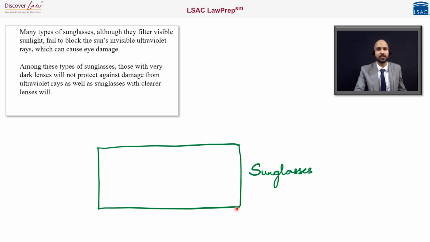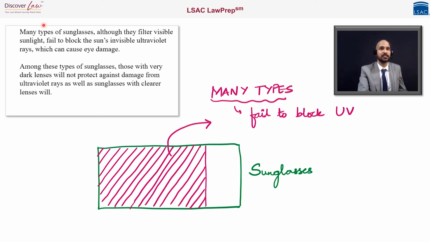Let's say this rectangle represents the sunglasses. Then you say that there are many types of glasses. It says here many types of glasses that fail to block the ultraviolet rays, although they filter out the visible sunlight. So a certain set of rays is filtered out but does not block UV. Let's go ahead. It goes on to say that among these types of sunglasses, those with very dark lenses will not protect against damage from ultraviolet rays as well as sunglasses with clearer lenses will.